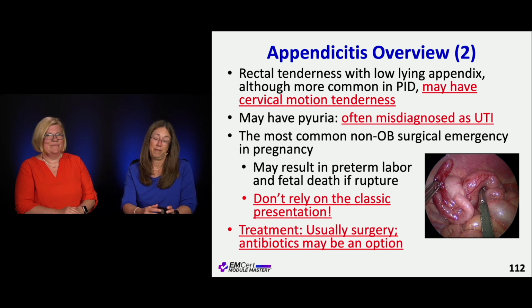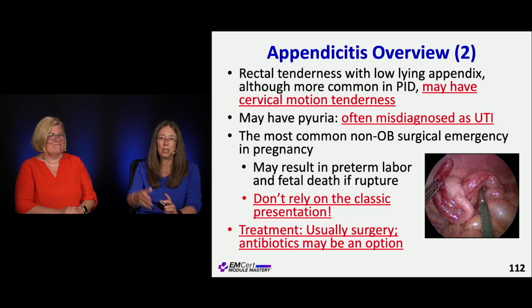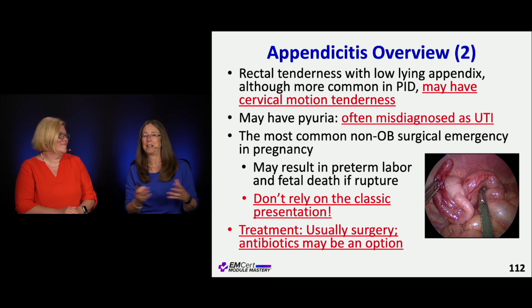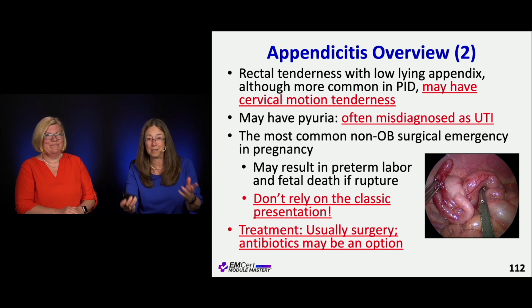The thing that is not fair, and this is one of those things on my list of talking to the powers that be if I ever get a chance, is the fact that you can have pyuria with appendicitis. If that inflamed appendix is tickling your ureter, you can actually have pyuria, which is kind of a drag. We always check a urine, but if it sounds like appendicitis and it's McBurney's point, it's appendicitis. They just happen to have white cells in their urine.